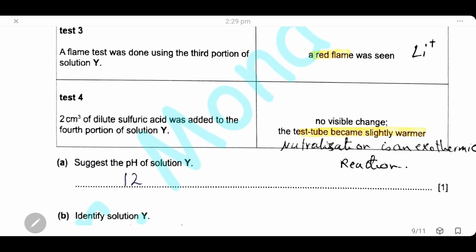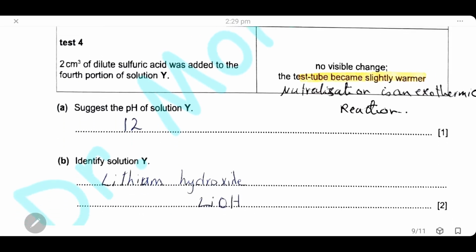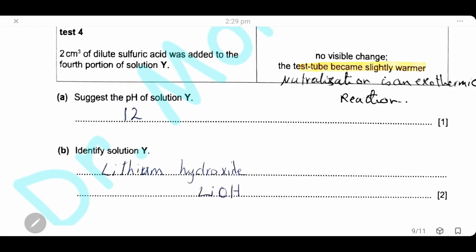Suggest a pH of the solution Y. It's an alkaline solution, a strong alkali, so it could be 12, 13, or 14. Identify solution Y. Solution Y is lithium hydroxide, and you should write the name in words and formula.